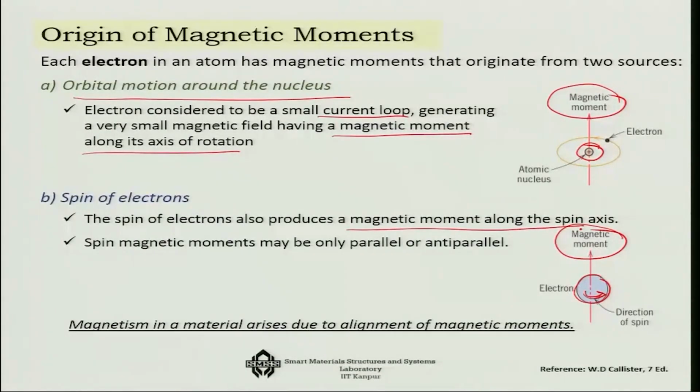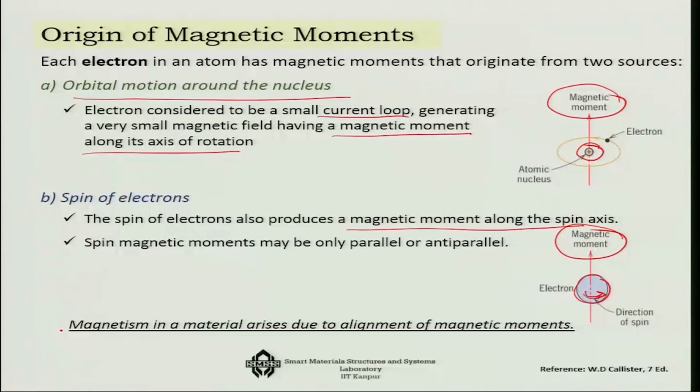So there are two motions, right. You can think of it very much analogous to the motion of the earth around the sun: you have the motion of the earth around its own axis, which is the spinning motion, and you also have the orbital motion. The orbital motion generates one magnetic moment, and the spinning motion generates another magnetic moment. Both of these are bound to happen, because the electrons carry the electric field, and we know that the change of electric field is going to generate the magnetic field.